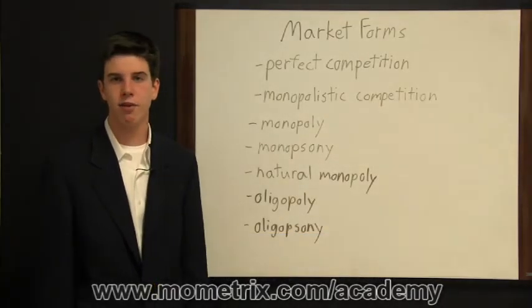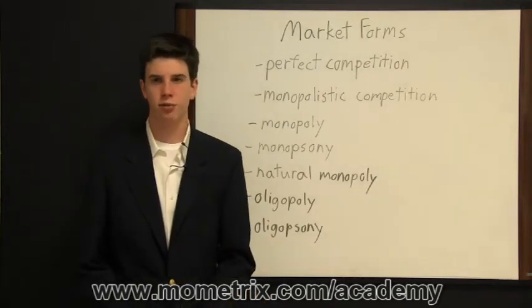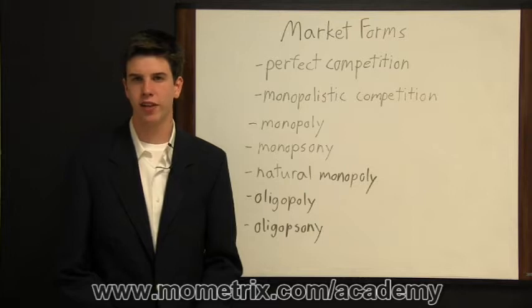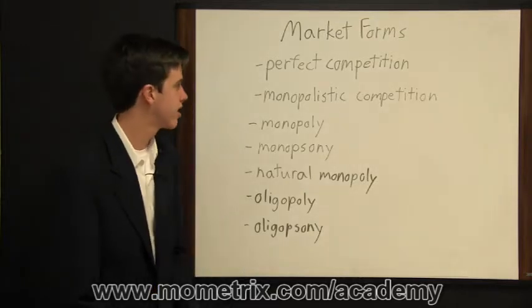Let's take a look at the 7 main types of market forms. The first being perfect competition. This is when you have many producers of essentially the same product. So there's competition between the companies as each tries to produce a better quality product at a lower price.